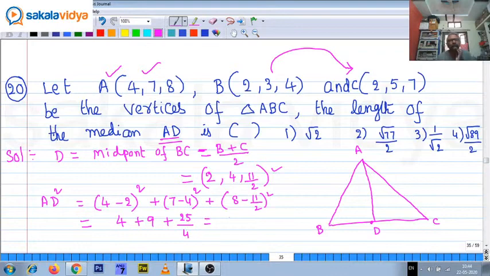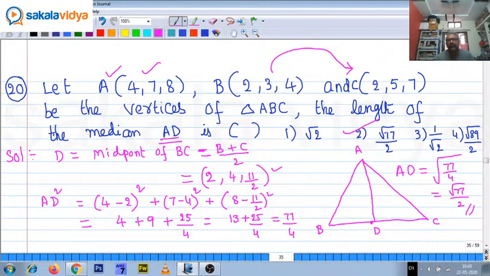Okay, this will be how much? 13 plus 25 by 4 equals 52 plus 25. 52 plus 25 is 77 by 4. AD we need to find out. AD equals root over 77 by 4, that is root 77 by 2. Second option is the right option.